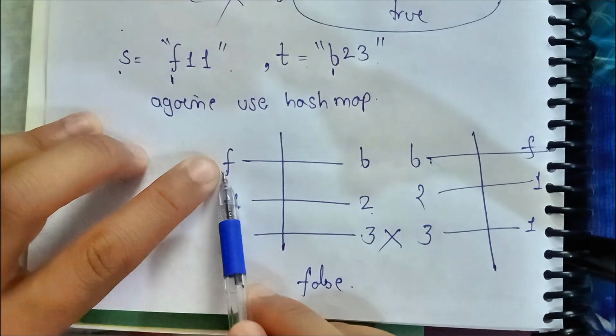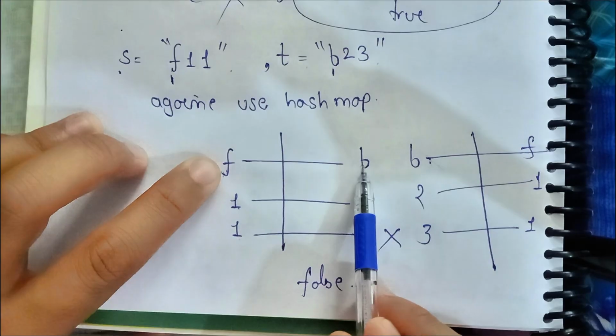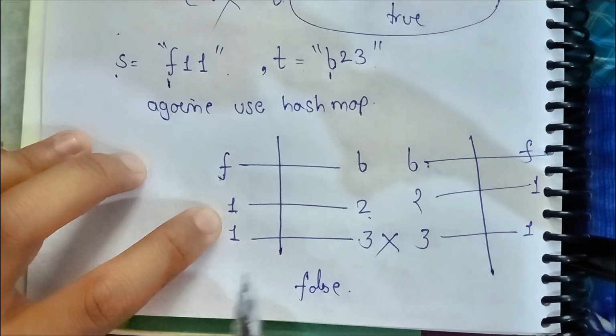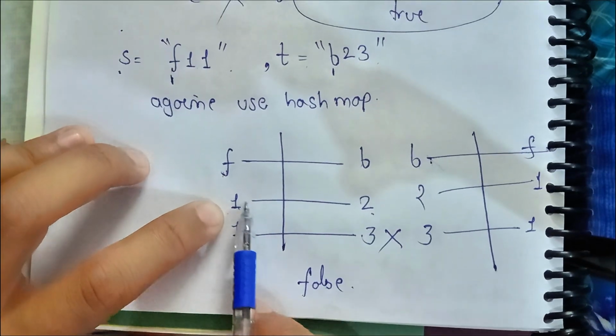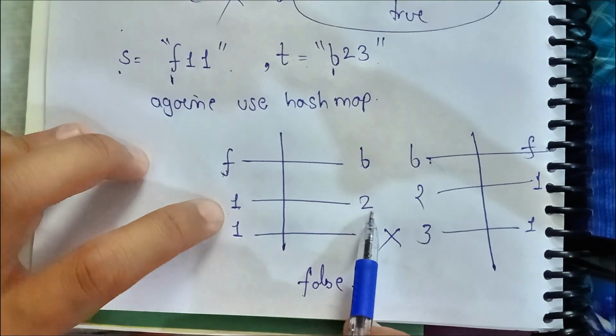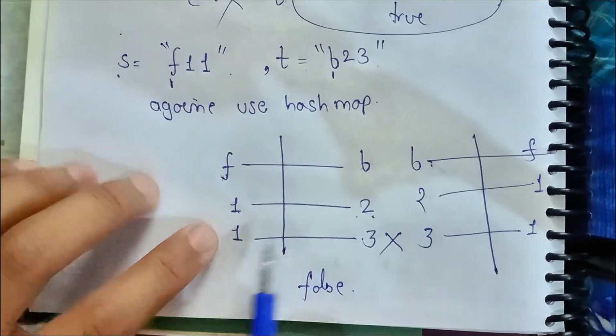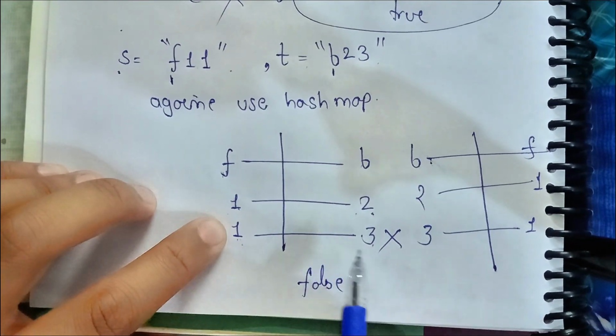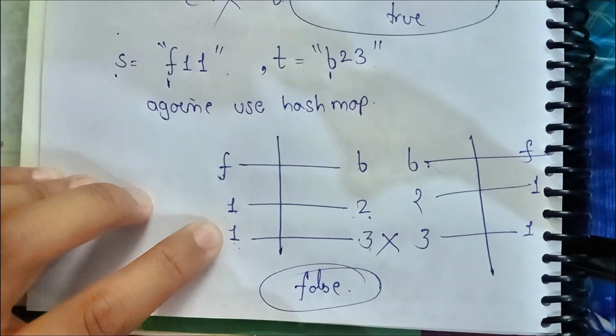If we talk about f is assigned with b, that is true. Here we have 1 which is assigned with 2. So again, if 1 is there, then it should be assigned with 2 only. If this is not possible, then we will return false. Here 1 is assigned with 3. This is not possible, so we will return false over here.